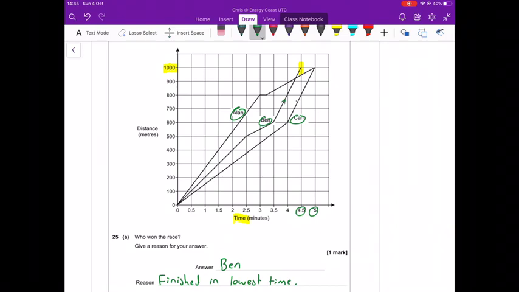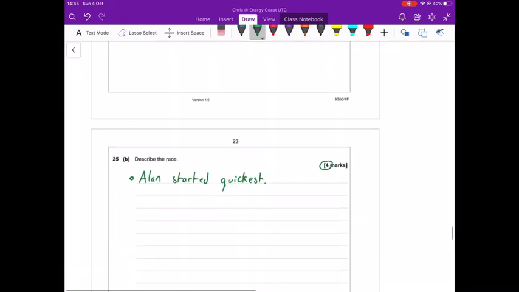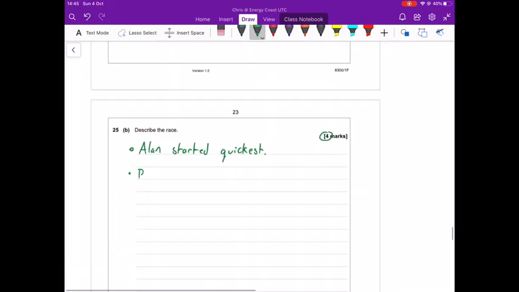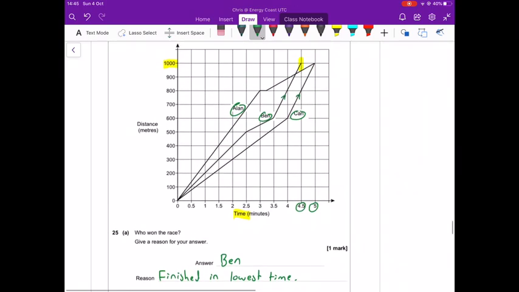If we're talking about steepness, if you look at these last 2 ones, those lines are parallel between Ben and Carl. If they're parallel, that means they're the same steepness. Okay, so what I'm going to write is something like Ben and Carl finished at the same speed. So they're both same steepness, which means they're both doing the same speed on this graph.